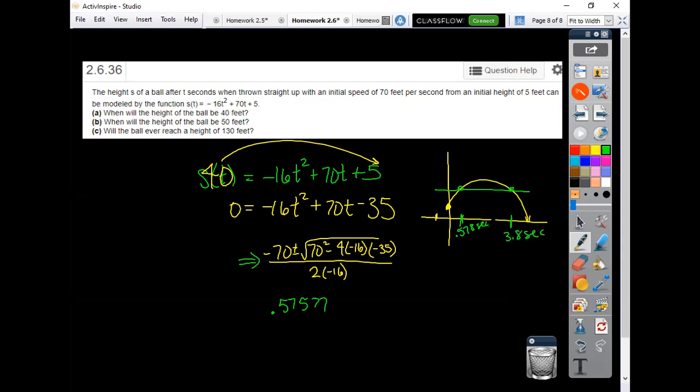When will the height of the ball be 50 feet? Well, I'm going to quickly put my original problem, negative 16x squared plus 70x plus 5, in my graphing calculator or Desmos. After I have that in there, I put the second equation in, y equals 50, for a horizontal line up at 50. Then I look for where the two intersect. When I see the two intersecting, that 50 would seem to be just right in the middle again.